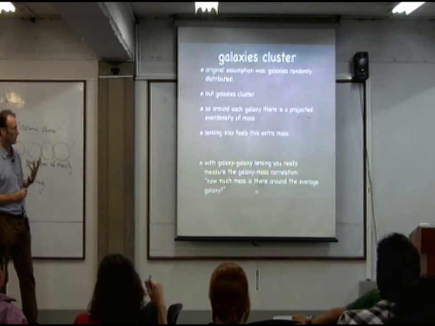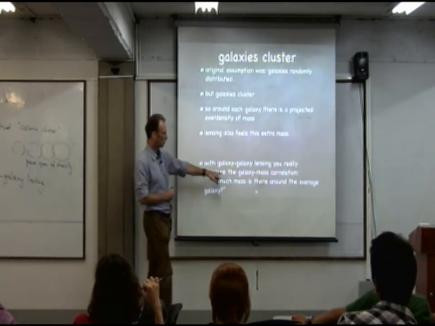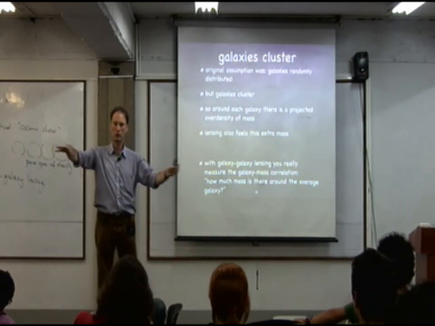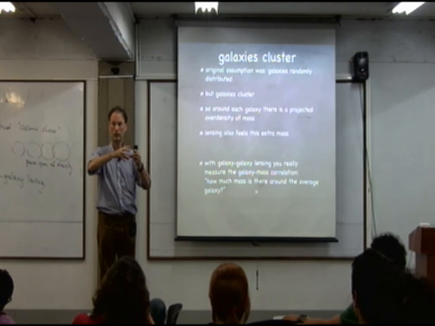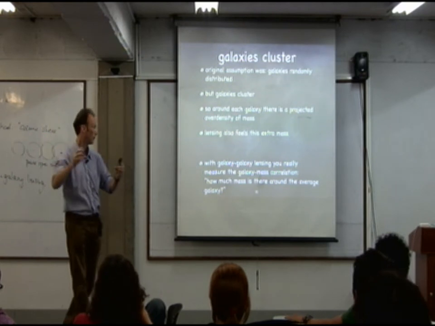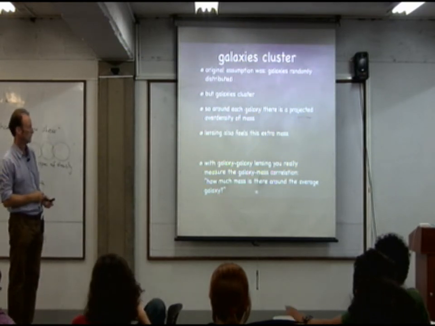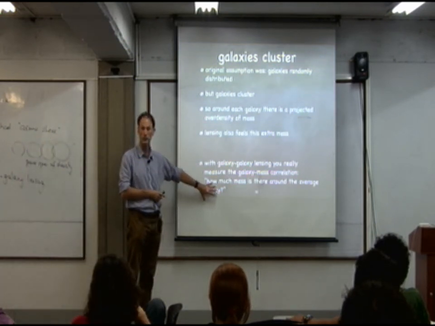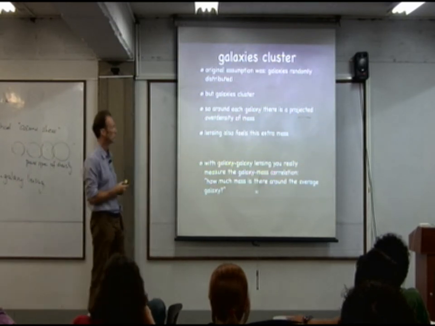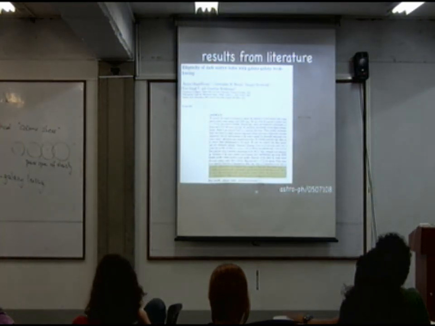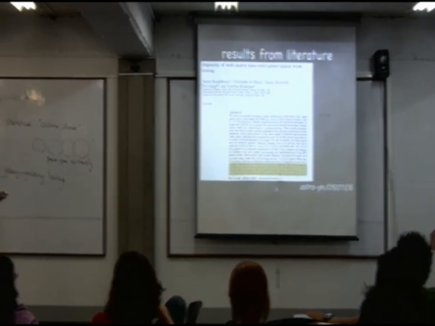And so what you're really doing with galaxy-galaxy lensing is measuring what's called the galaxy-mass correlation. You're asking, around each lens, what is the average amount of mass associated with that position on the sky? That includes both the galaxy itself and its dark halo, but also all the neighbors that tend to come towards it because of gravitational clustering. So you're really answering the question, how much mass is there around the average galaxy, which is not quite the same as how much mass is there in the average galaxy. So you have to take this clustering into account when interpreting the results. Let me quickly show some results, and then we will stop until later.